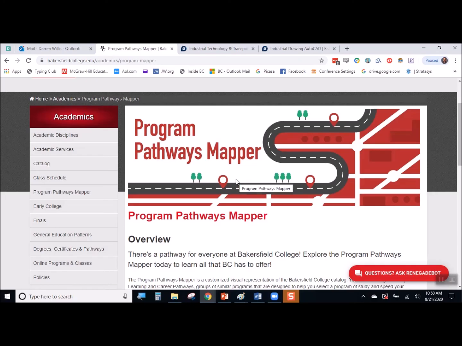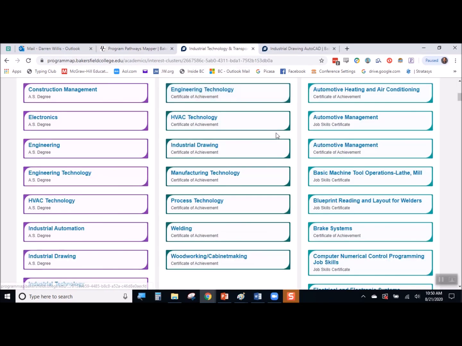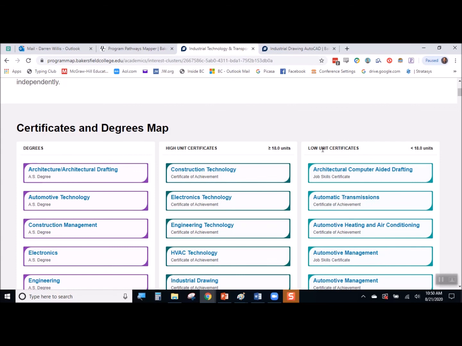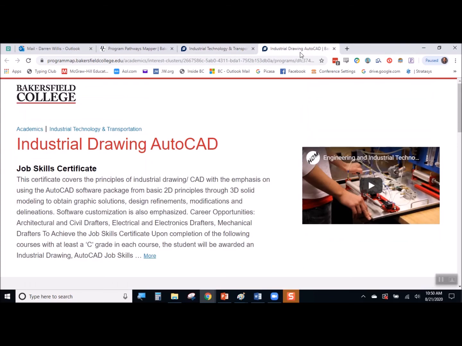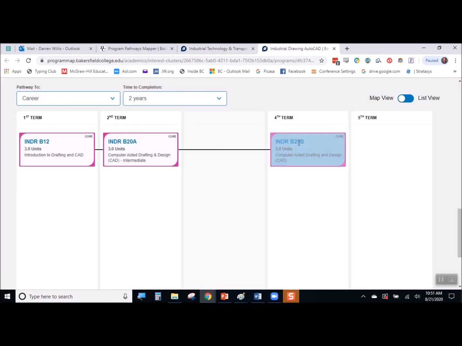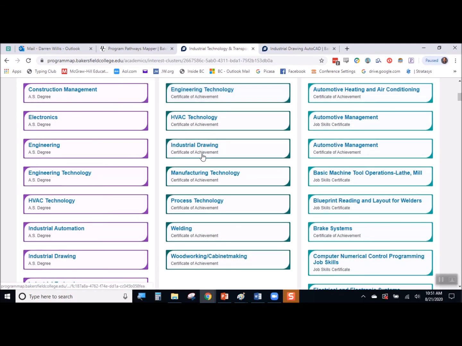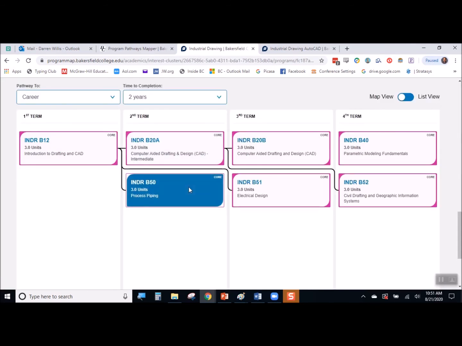I do encourage students to go to the Program Mapper. I like to show them how that works. So going on Program Mapper and going down to the Industrial Technology and Transportation tab, we've got the 3 different things that we offer. Our low unit certificate is that Industrial Drawing AutoCAD Job Skills Certificate. The pathway that's been laid out has some problems though. There shouldn't be a 1 semester gap here. First, second, and third term, students should be able to knock it out in 3 terms, one right after the other. Looking at the higher unit certificates, if we go over to industrial drawing, this doesn't look too bad here. This works out pretty good, and it lines it up with the correct semesters, so students are taking the right things at the right time.